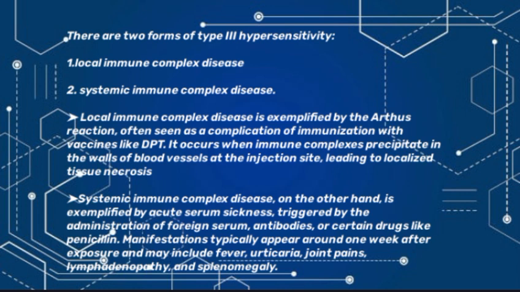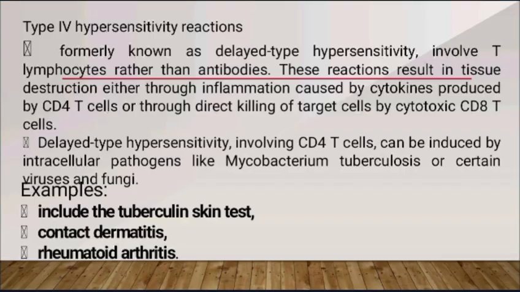tissue necrosis. And next, systemic immune complex disease, on the other hand, is exemplified by acute serum sickness, triggered by administration of foreign serum, antibodies, or certain drugs like penicillin. Manifestations typically appear around 1 week after exposure and may include fever, urticaria, joint pains, lymphadenopathy, and splenomegaly.